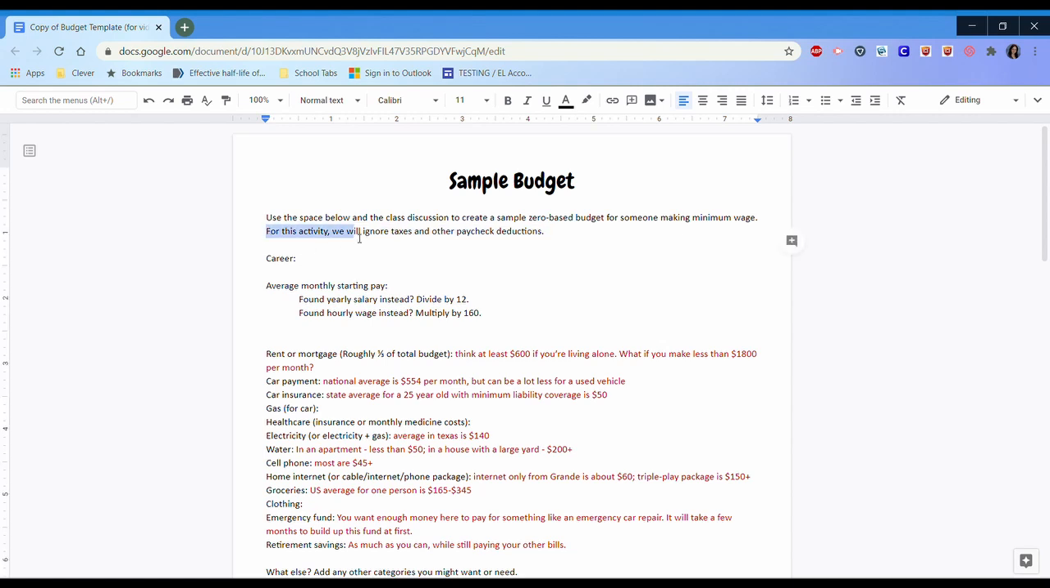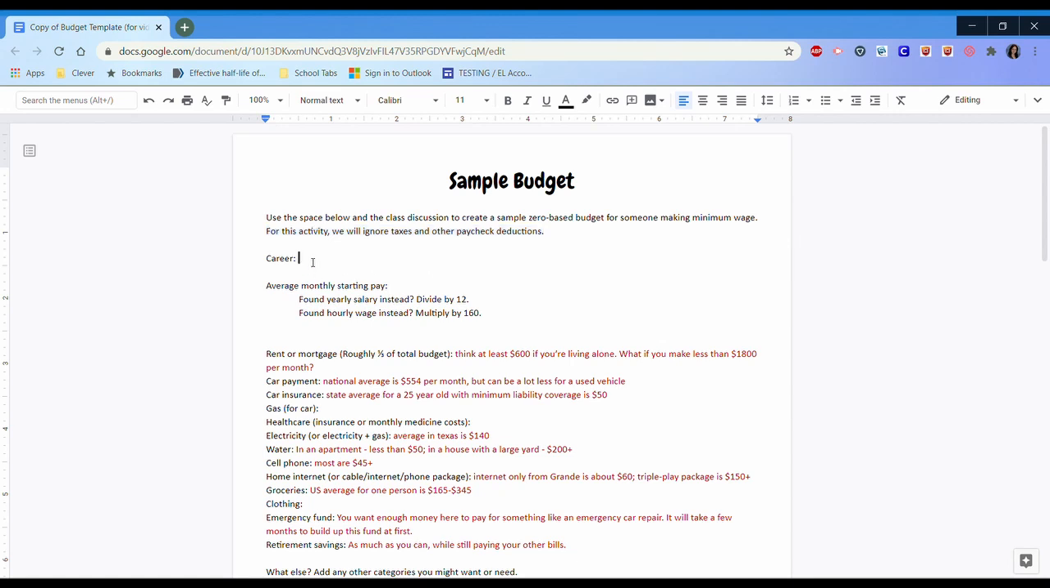Just an important note. For this activity, we will ignore taxes and other paycheck deductions. Not that they're not important, and when you do your real budget, you do need to take those into account. It's just that they vary so much that for this example, and just for you to get an idea of how to make a budget, we can't really account for that. There's just too many variables. So we're just going to ignore that for now.